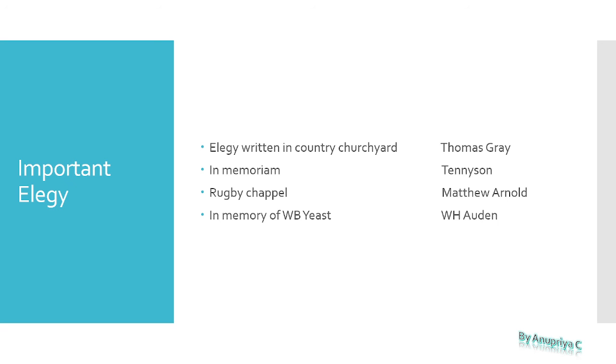So some of the common elegies are Elegy Written in a Country Churchyard by Thomas Gray, In Memoriam by Tennyson, Rugby Chapel by Matthew Arnold, and In Memory of W.B. Yeats by W.H. Auden. So these are some of the important or most popular elegies written in English.